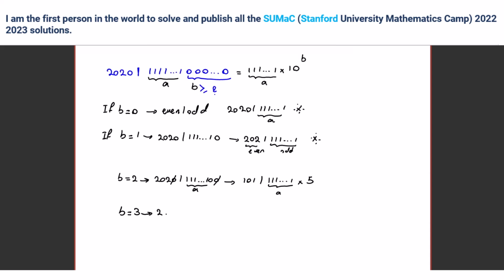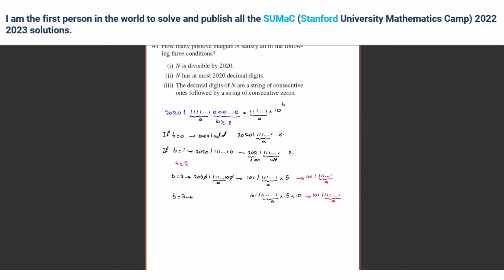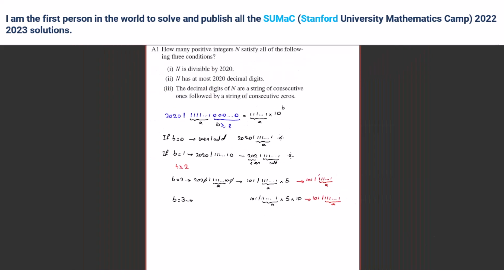Again, 101 divides some number of ones times 5 times a power of 10. Do you agree this part has no effect on the divisibility, because 5 times a power of 10 is relatively prime to 101, right? Yes, sir. So in both of them, 101 should divide this number of ones. So do you agree that B can be at least 2, and it's not important whether B is 2 or 3 or 4? All of them are the same, right? Yes. And in all of them, 101 should divide some number of ones, right?